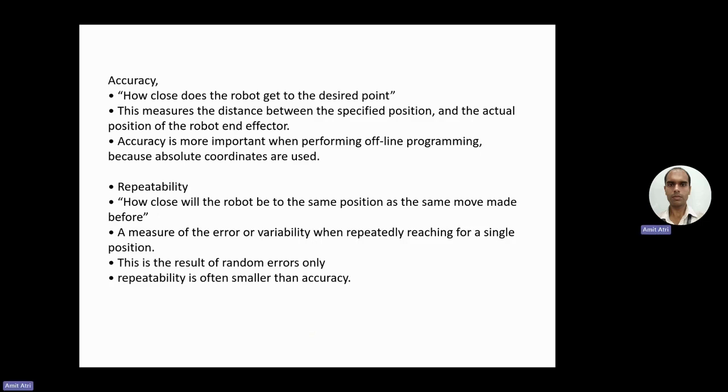Again, this will go on increasing because it has to perform the same task a number of times. So repeatability is a measure of the error or variability when repeatedly reaching for a single position. This is the result of random errors only. Repeatability is often smaller than accuracy.